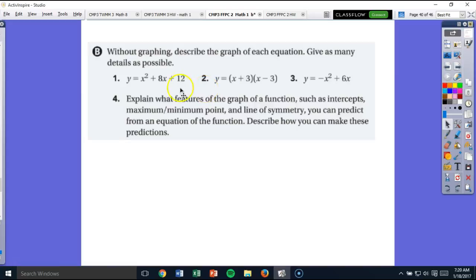experience you got on part A, it wants you, without actually graphing, to describe the graph of each equation and give as many details as possible, such as, can you look at this and tell us what the y and x intercepts might be? Is it opening up? Is it opening down? Do you have any idea what the line of symmetry is? These are some things that between the cheat sheet that I just showed you and your experience with part A, you might be able to identify some parts just by looking at the equations.